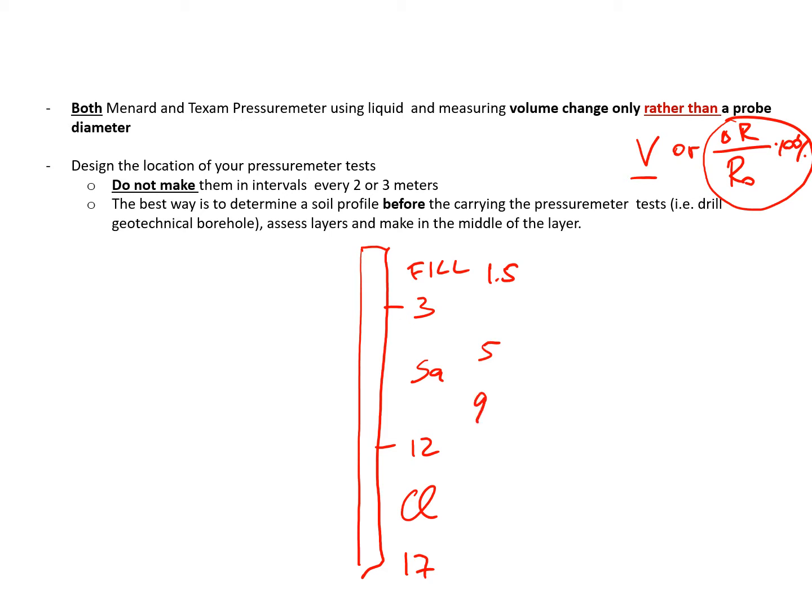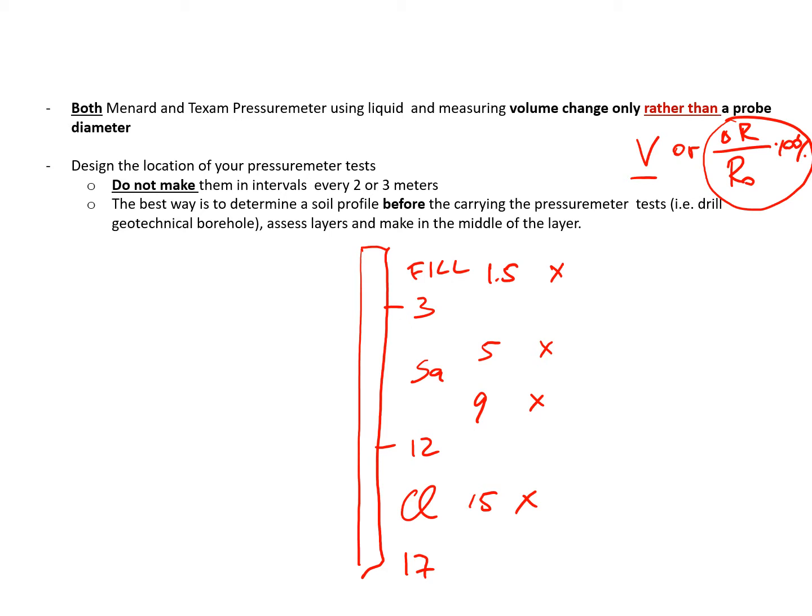and you have clay. You can either do one test in the middle, somewhere, let's say 15 meters, or try to do two of them, but it's a little bit difficult from a practical point of view. And then at the end of the day, you get representative tests at the depth of 1.5 meters, 5 meters, 9 meters, and 15 meters. And all these tests are going to be in the middle of the layer.